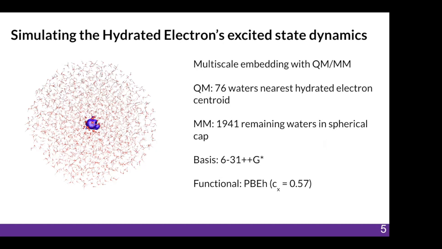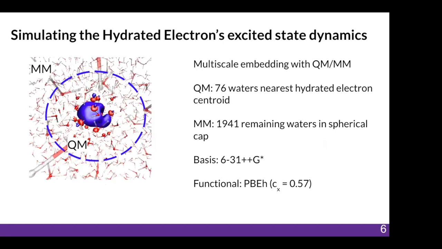We want to be able to simulate the dynamics. And here I've zoomed in into what our QM region looks like. You can see the amount of interaction with the local solvent environment. You can see the hydrated electron has some overlap with the local water molecules, and so this starts to suggest the importance of being able to include solvent in your QM region.